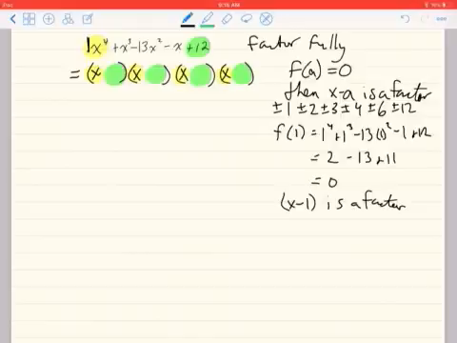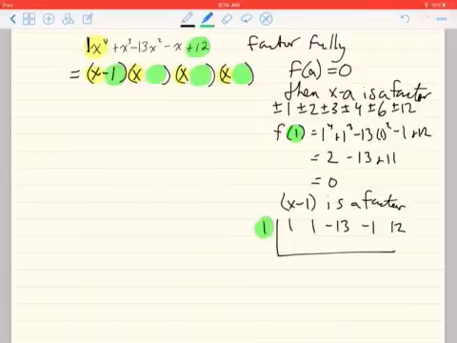Okay, so then we can basically start up here and say, well, that's x minus 1. That works. And now what we're going to have to do is the synthetic division to see what's left over when we factor that out. So when we factor that out, we're going to have coefficients of 1, 1, negative 13, negative 1, and 12. And we're putting in 1 here because that's what we put in right there.